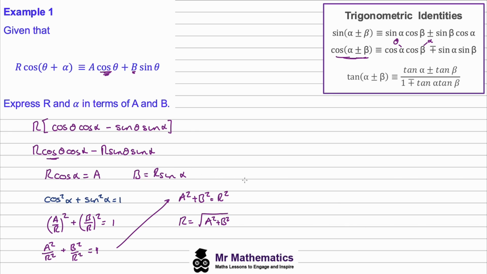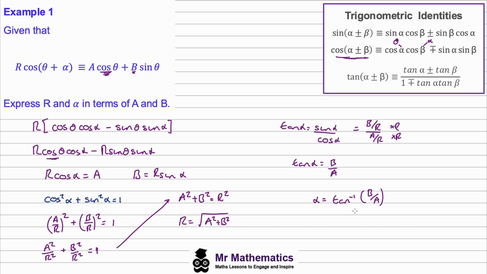To work out alpha, well, we know tan alpha would be the sine alpha divided by cos alpha. And we know sine alpha, this will be b divided by r. And we know cos alpha, this will be a divided by r. So if we multiply numerator and denominator by r, then these will cancel. So the tan alpha will be b over a. So alpha will be the arctan of b over a.